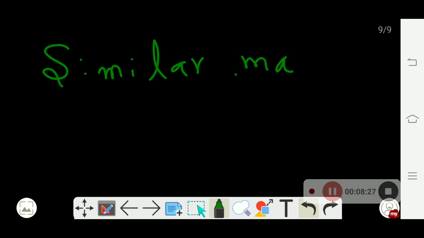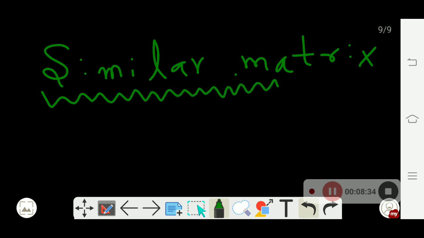Let's come to one thing. Do you know what a similar matrix is? Similar matrix. A matrix which has the same eigenvalues.